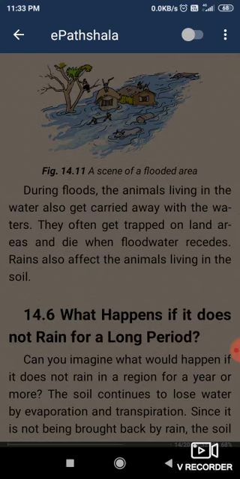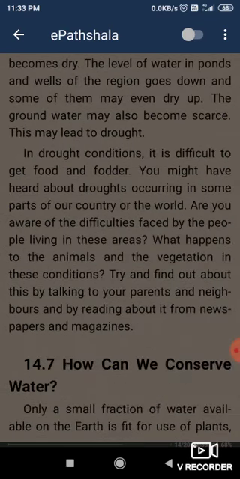The soil continues to lose water by evaporation and transpiration. Since it is not being brought by rain, the soil becomes dry. The level of water in ponds and wells of the region goes down and some of them may even dry up. The groundwater may also become scarce. This may lead to drought. In drought conditions, it is difficult to get food and fodder.